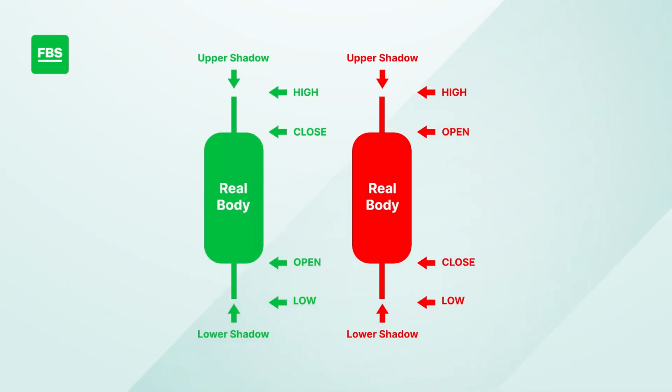Alright, number 2, learn how to read Japanese candlesticks. A Japanese candlestick chart is a type of chart where each candlestick represents a particular period, day, hour, minute, depending on the time frame. A candlestick can also tell you the open and close, the highs and the low prices of a period.